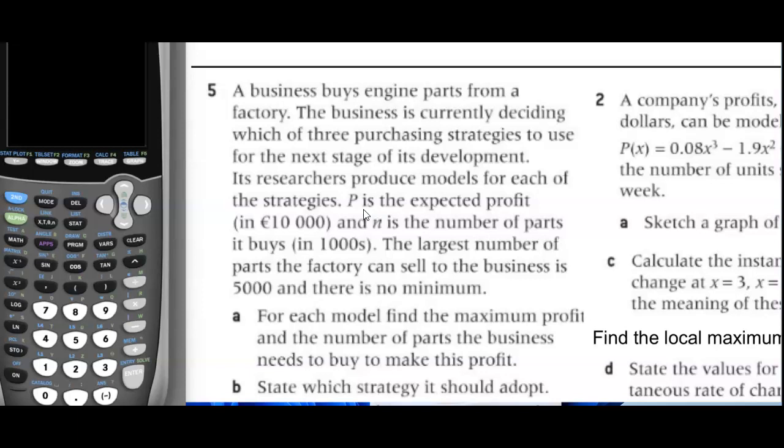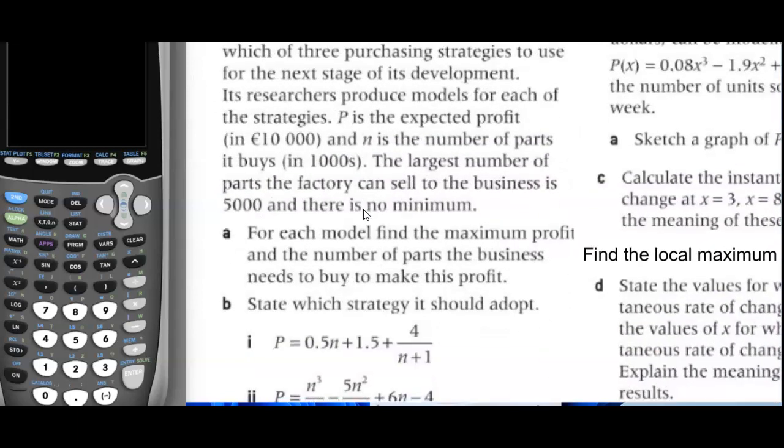The business is currently deciding which of 3 purchasing strategies to use for the next stage of its development. Its researchers produced models for each of the strategies. P is the expected profit in 10,000 euros. What does that mean? If P is 3, for example, that means 30,000 euros. They abbreviated the quantity in money. And N is the number of parts it buys in thousands. So for example, if N equals 5, that would be 5,000 parts.